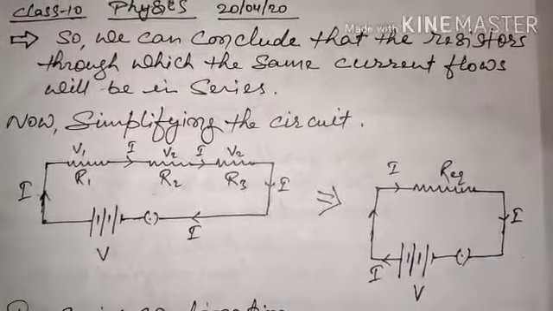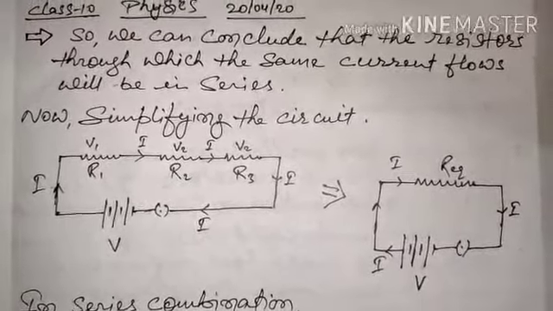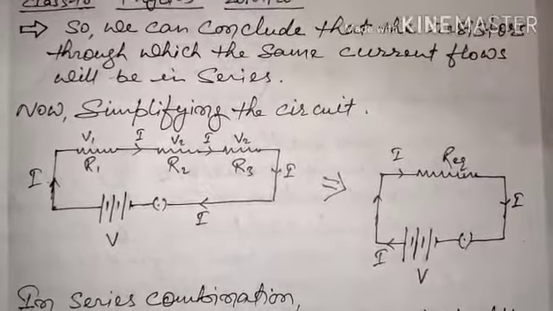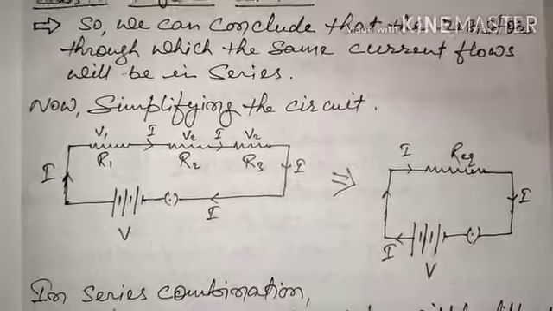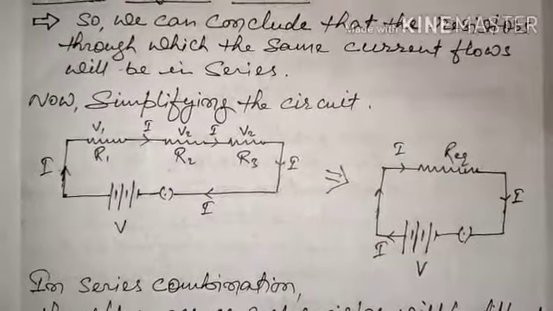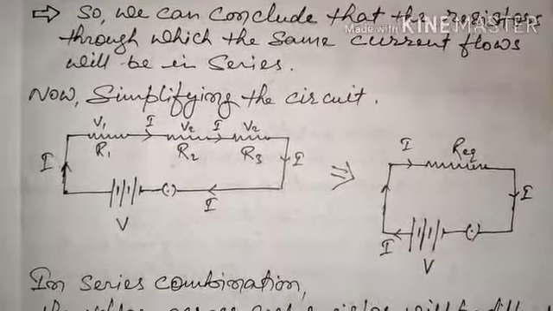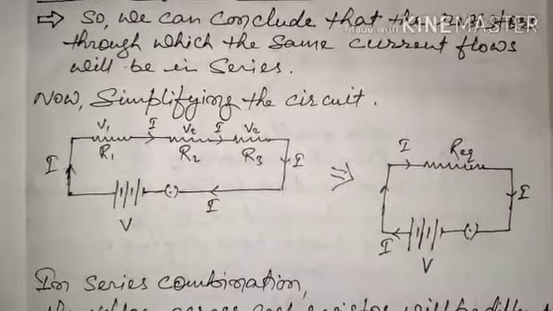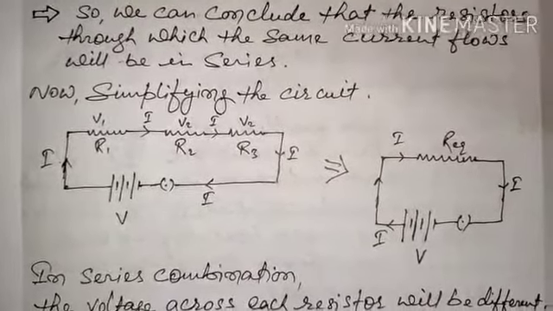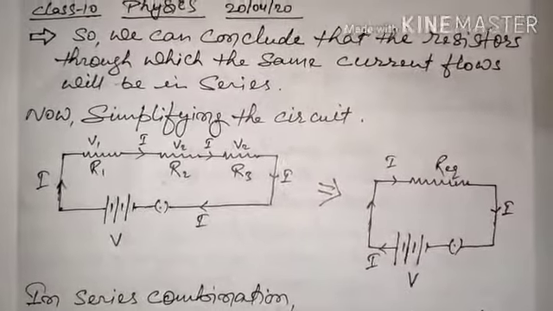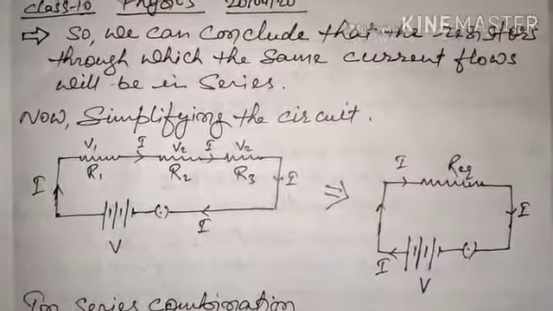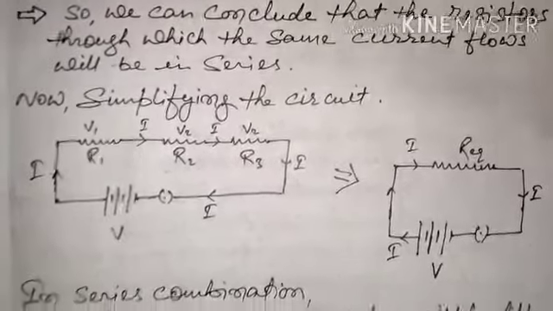This is one of the things to solve complicated circuits: if you find that any two resistors have the same value of current, it means they are in series, but having different current, they are not in series. And you can also identify with the help of potential. If they are having the same potential, they are in parallel. If they are having different potentials, they are in series.